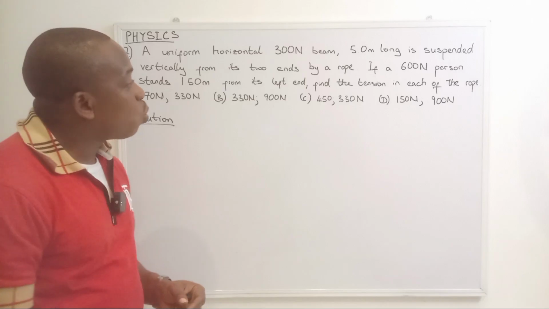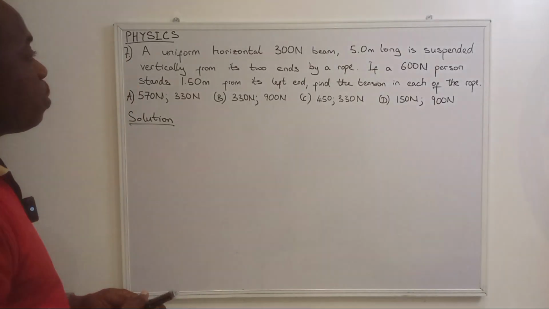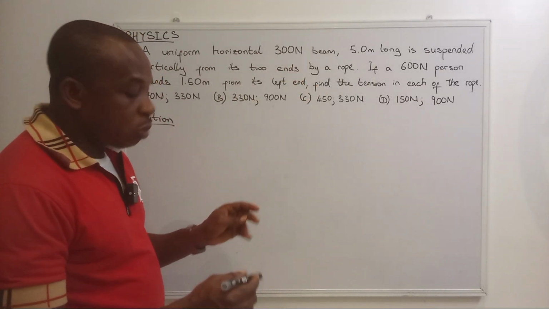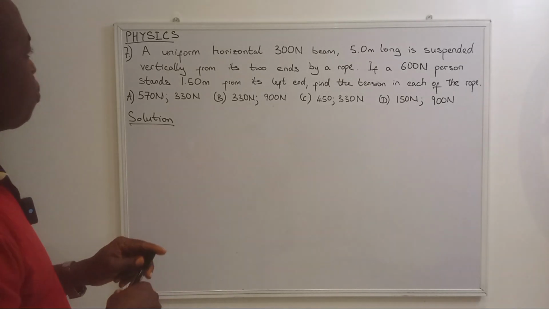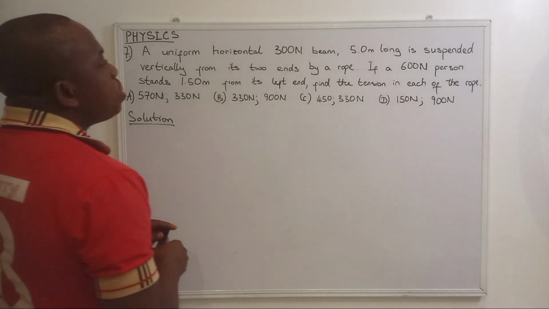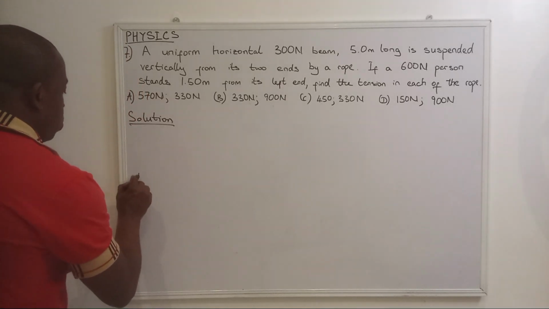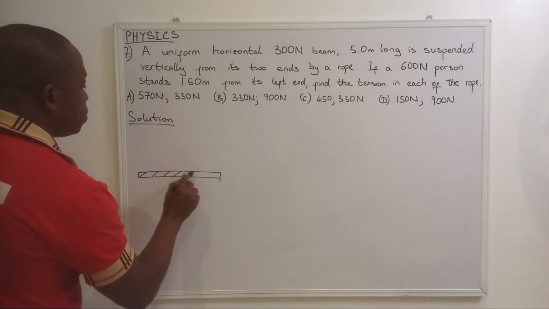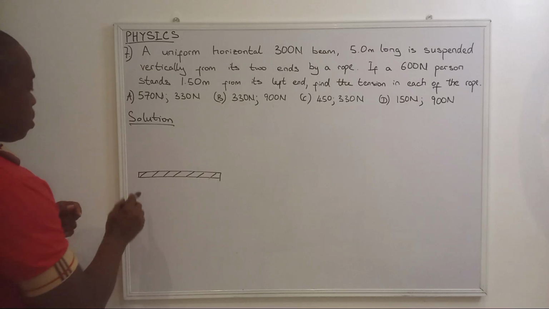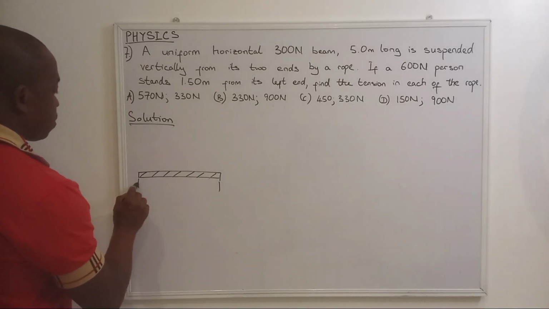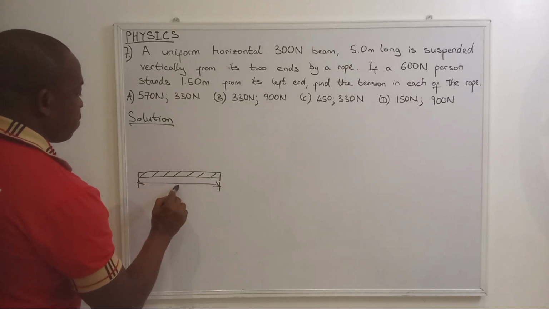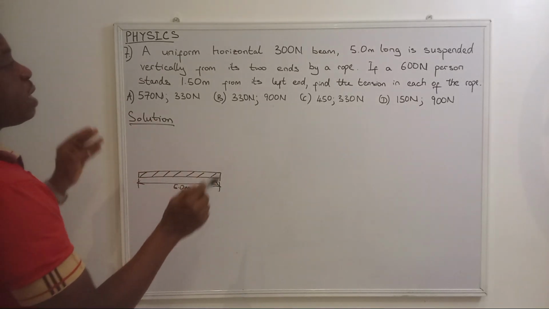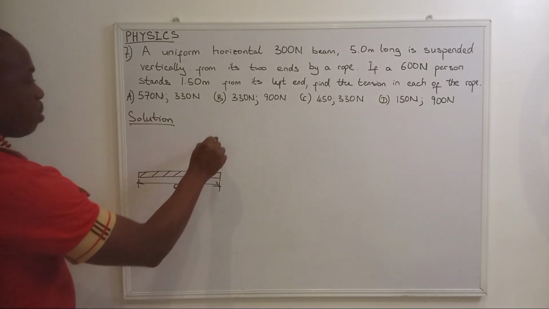Okay, so this is a static equilibrium problem, and our first step will be to represent the problem diagrammatically to understand it. So, a uniform horizontal 300 Newton beam, we can represent the beam like this: uniform and horizontal, 5 meters long. Is suspended vertically from its two ends by ropes, or by a rope.